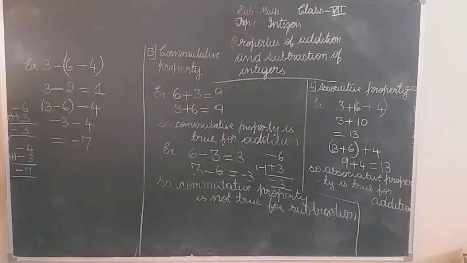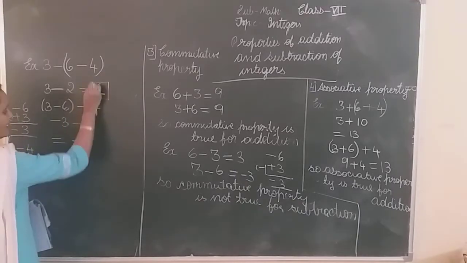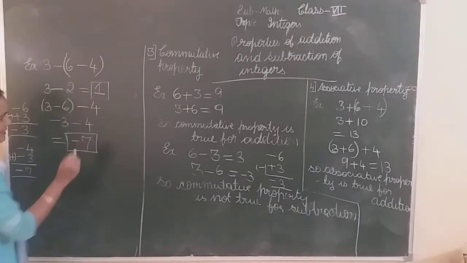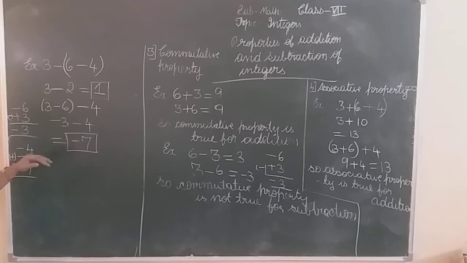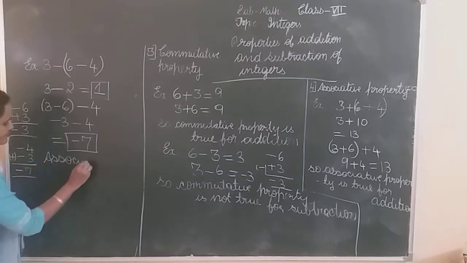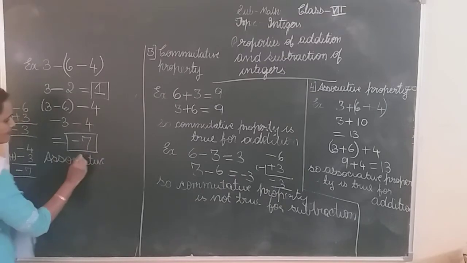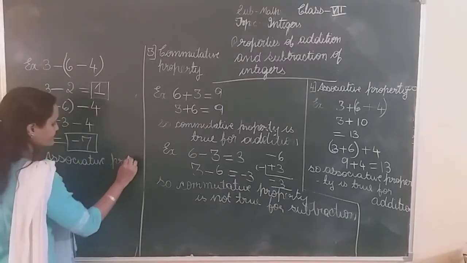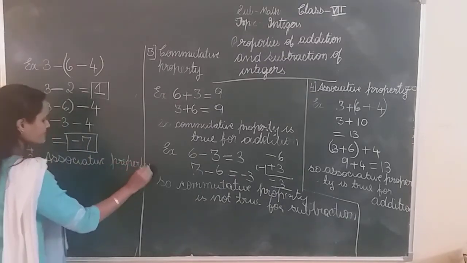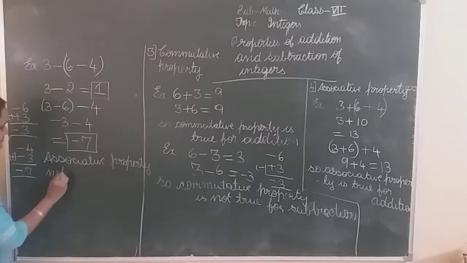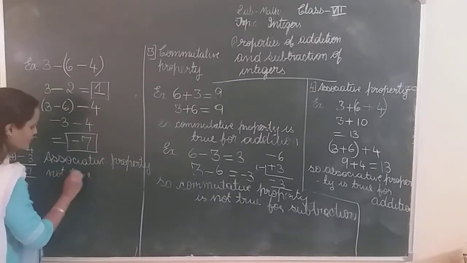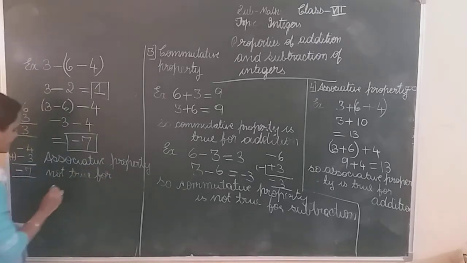See, the answers are different, right? Here you are getting the answer as 1 and here you are getting the answer as minus 7. So that means the associative property is not true for subtraction.